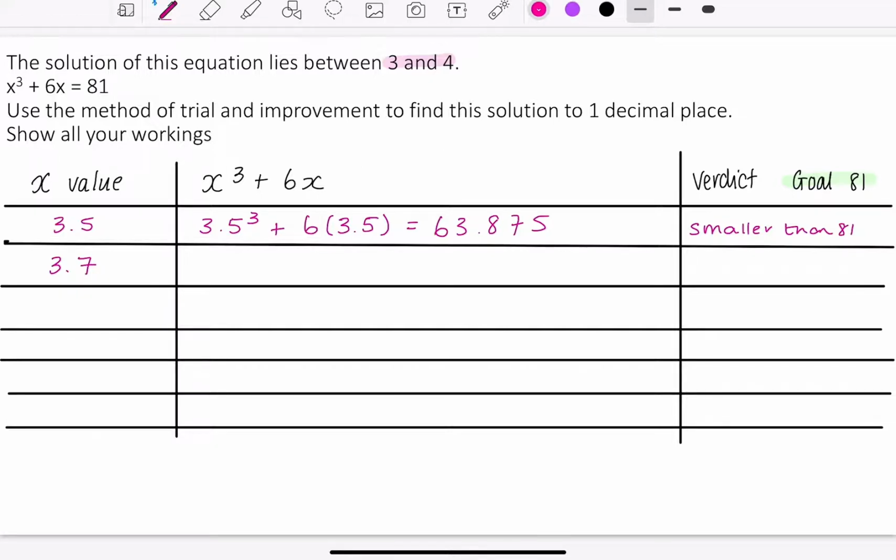So this time I'm going to get 3.7 cubed, add 6 times 3.7. That's going to give me an answer when I type it into the calculator of 72.853. So my jump was quite sensible. I haven't gone straight above. It's been quite sensible. It's worked for me here. That's still smaller than 81.